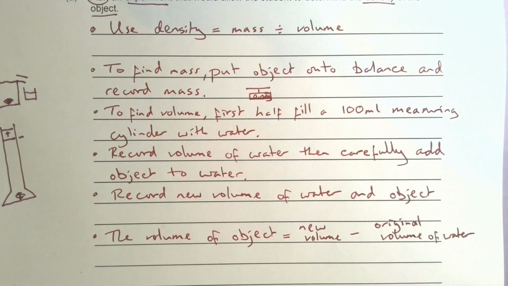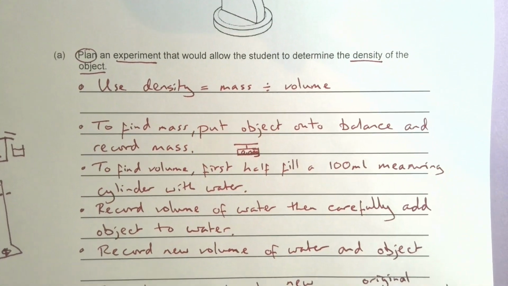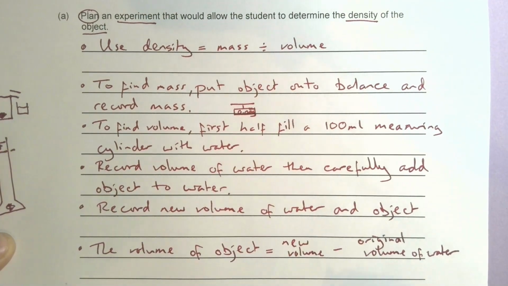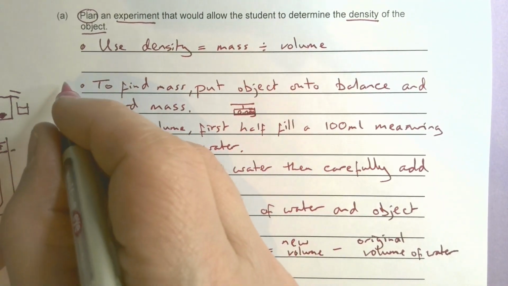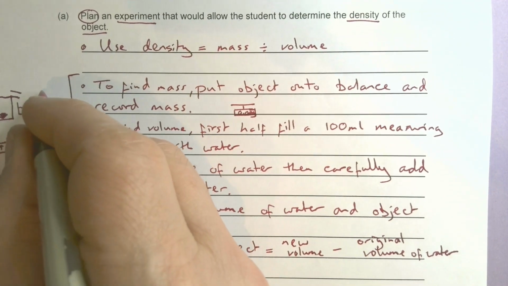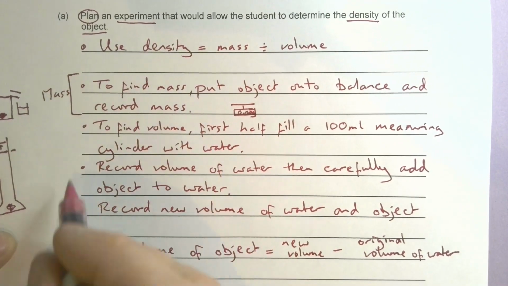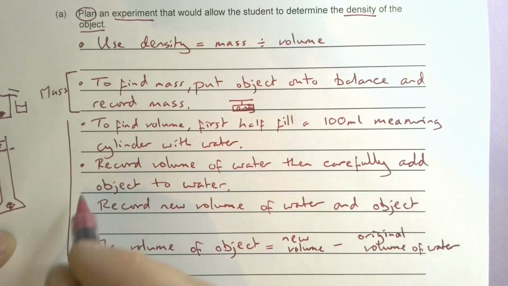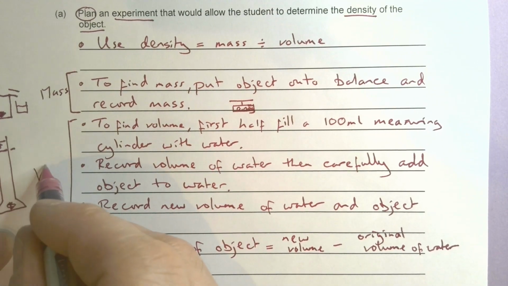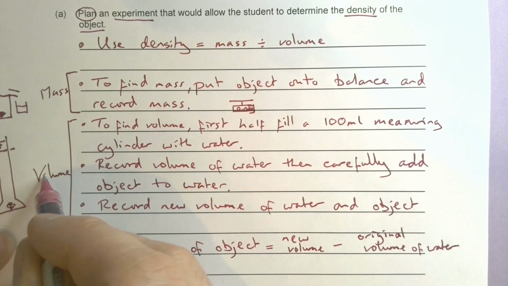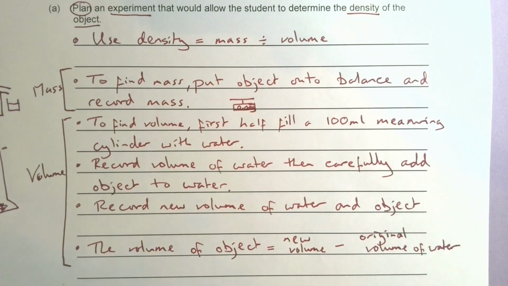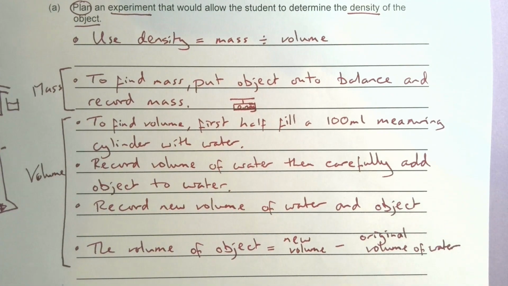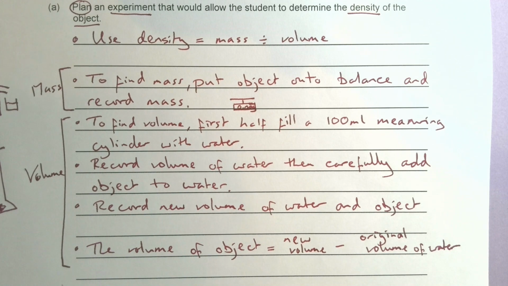And because I've already said at the top that I'm going to use mass divided by volume, I've worked out mass, so this is my mass, and this is the volume. It's much harder to find the volume. Okay, the key bit there is to find out what it is to begin with, find out what the volume is afterwards, and take one from the other.